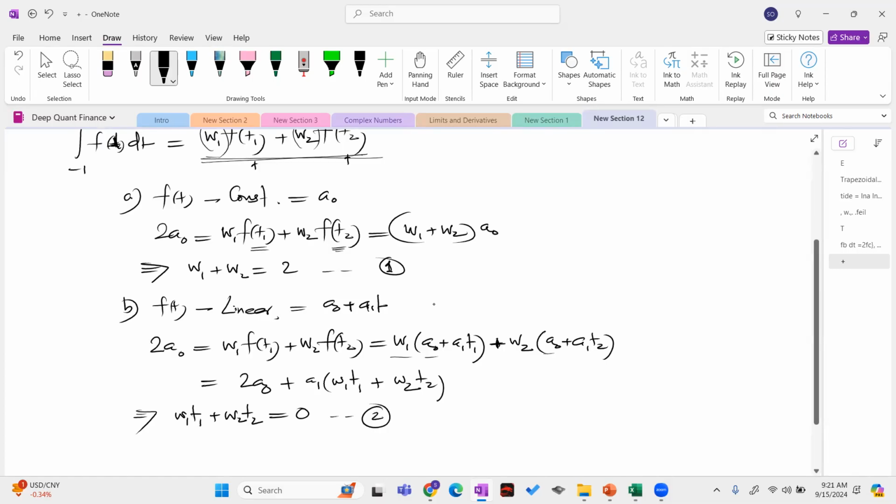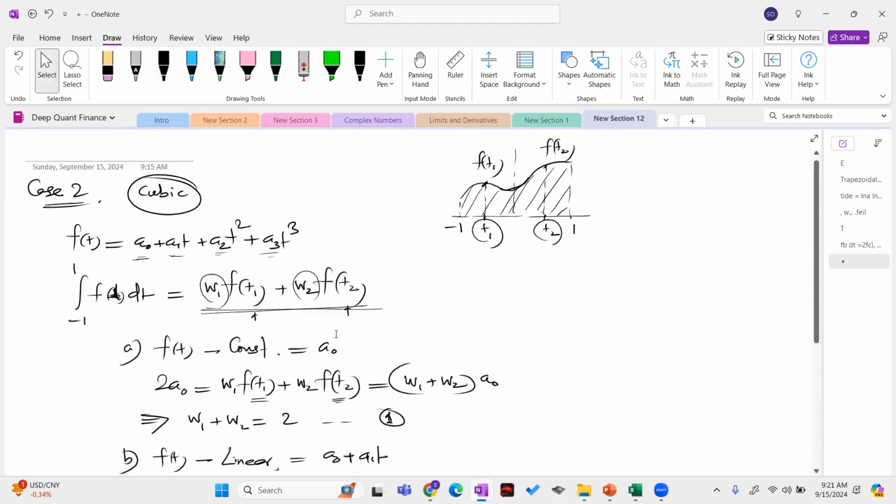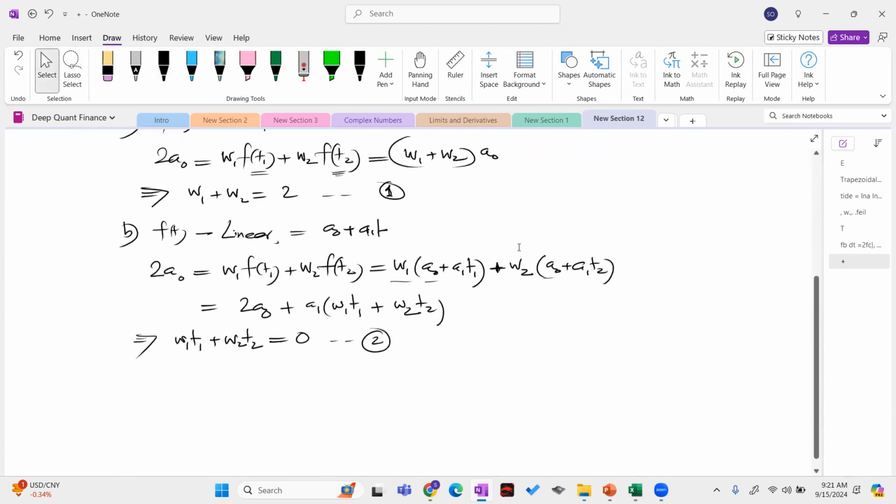How many parameters do you have to solve? There are four parameters. What? W1, W2, T1, T2. We have to have four equations. We got two equations, okay? And then we keep going. Let's do, say, f(t) is quadratic. Remember, this infrastructure will support up to cubic, right? So 4 parameters, 4 unknowns.